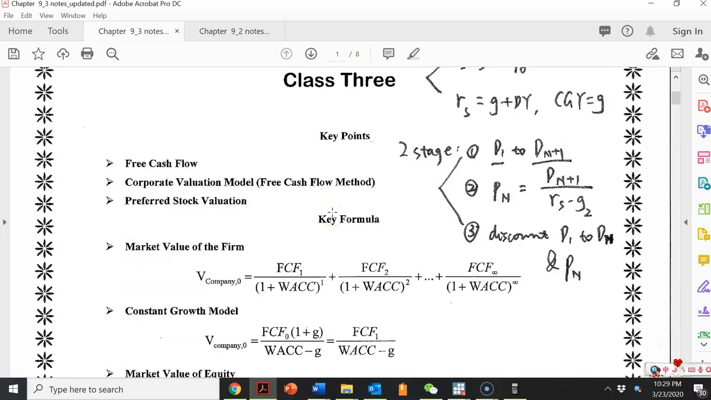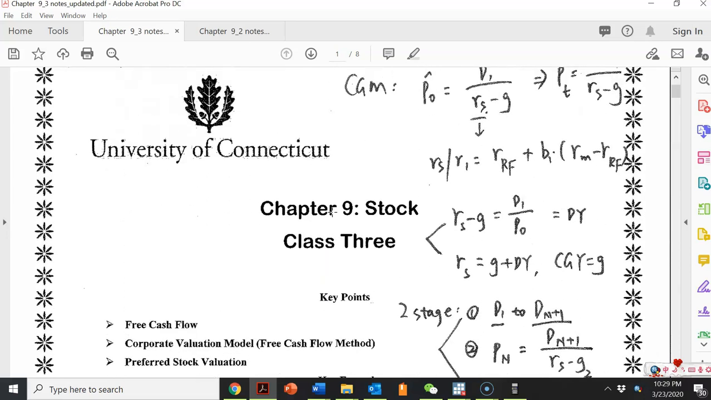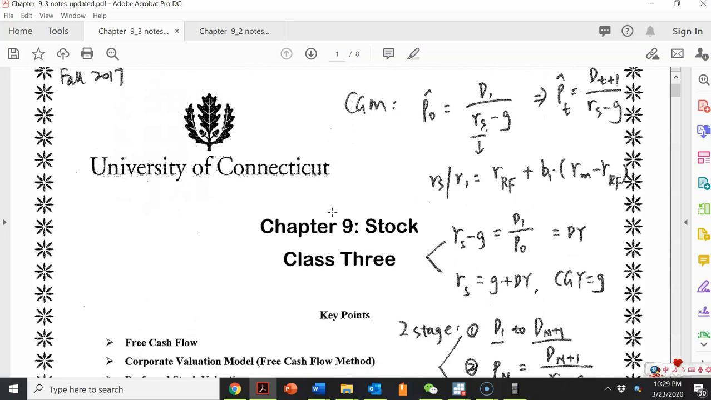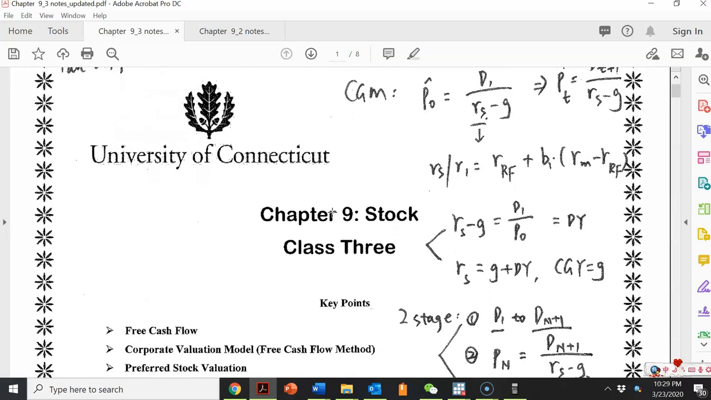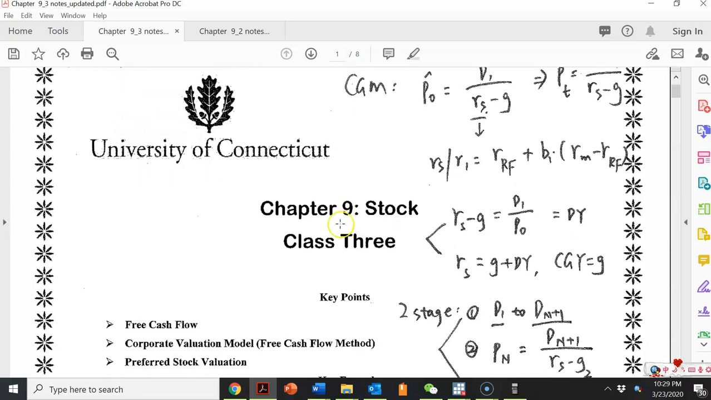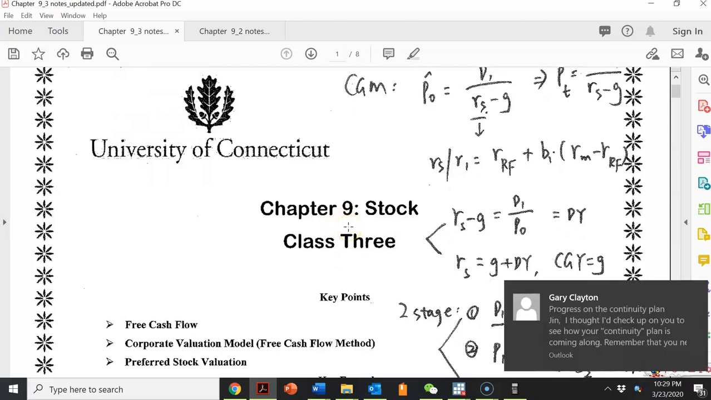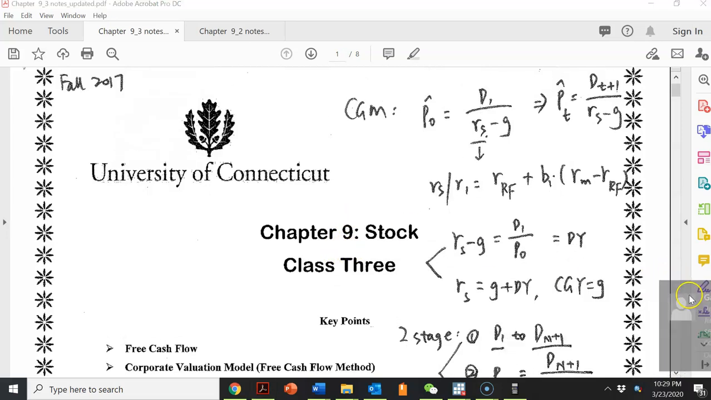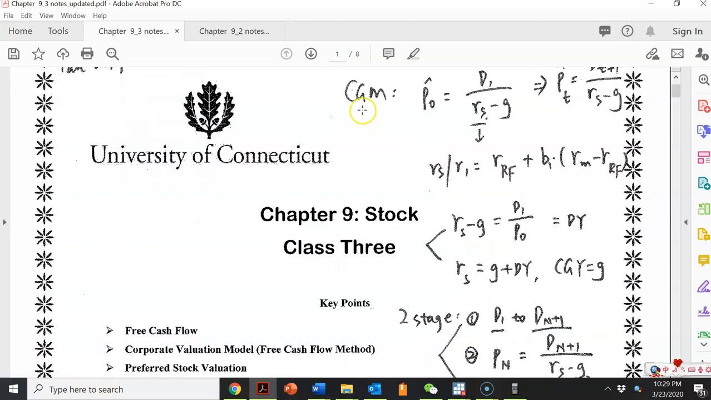Before we talk more about these new models, let's do a quick review of what we have learned in the first two classes in Chapter 9. In Chapter 9, Class 1, we have the constant growth model of the dividend discount model.